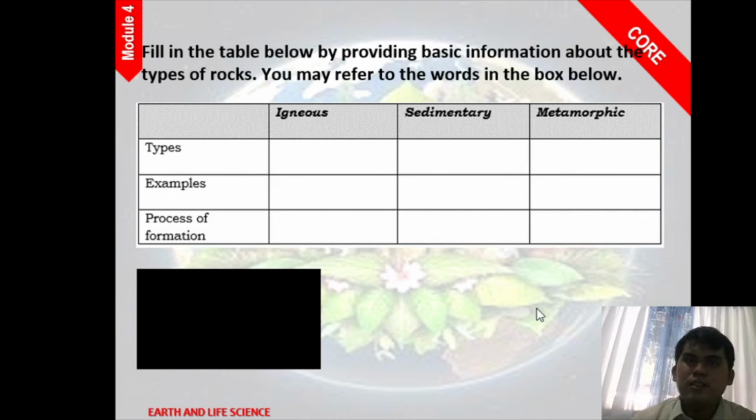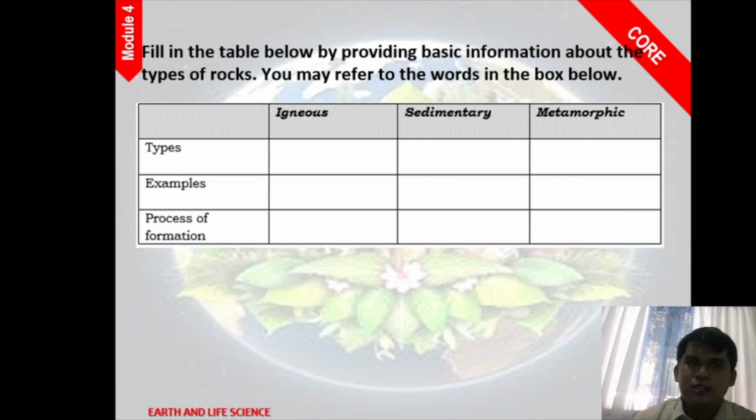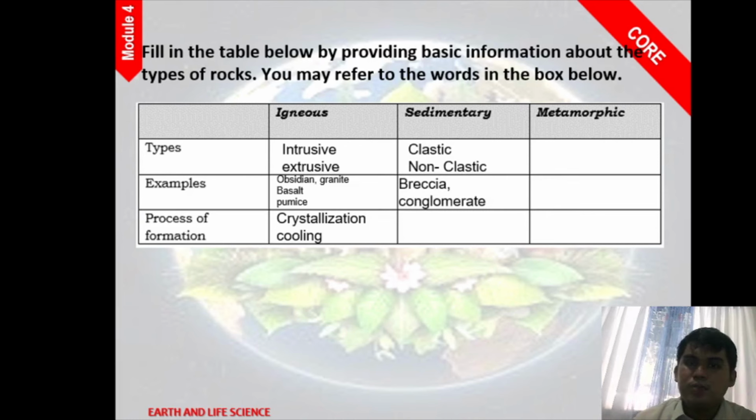Time is up. Let us now complete the table. For igneous rock, the types are intrusive and extrusive. Examples: obsidian, granite, basalt, and pumice. The process of formation is crystallization and cooling. For sedimentary rock, the types are clastic and non-clastic. Examples are breccia and conglomerate. The process of formation is known as compaction, lithification, and cementation.